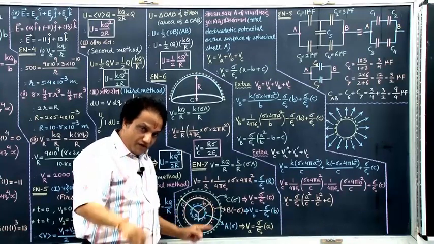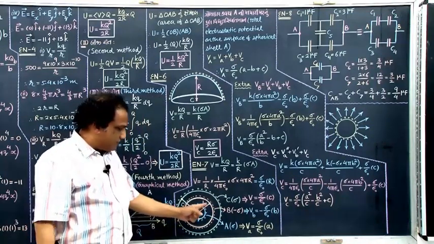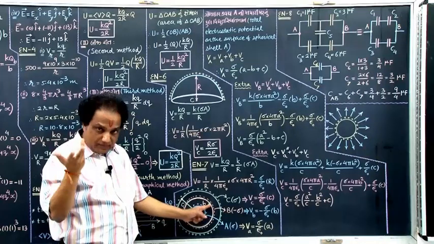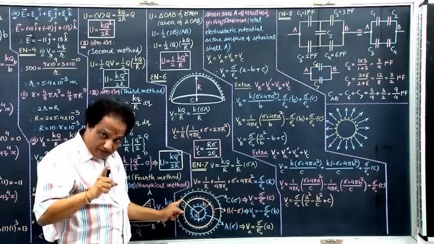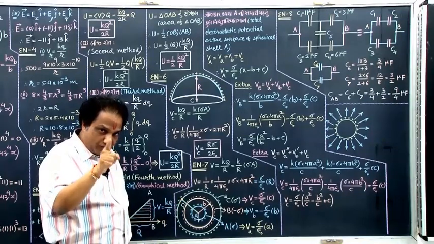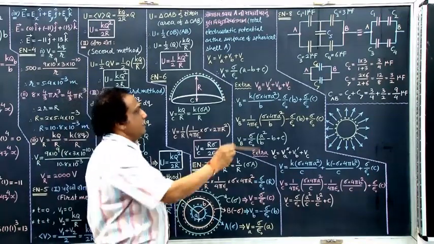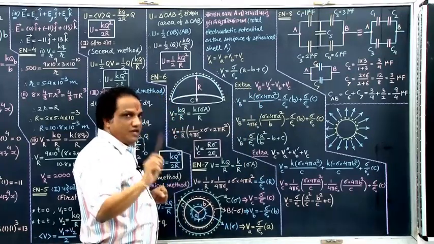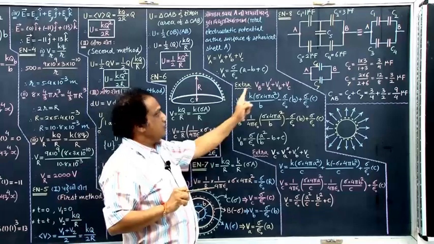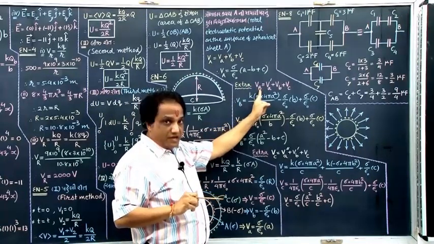They may ask you to find out the total potential on the surface of cell B, or they may ask the total potential on the surface of cell C also. So let us find out those potentials also. Look, an extra sum we take. If at all they ask the total potential on the surface of spherical cell B, let it be VB, okay?